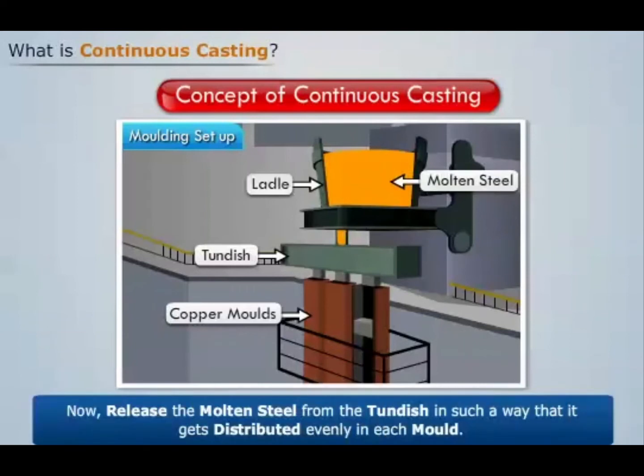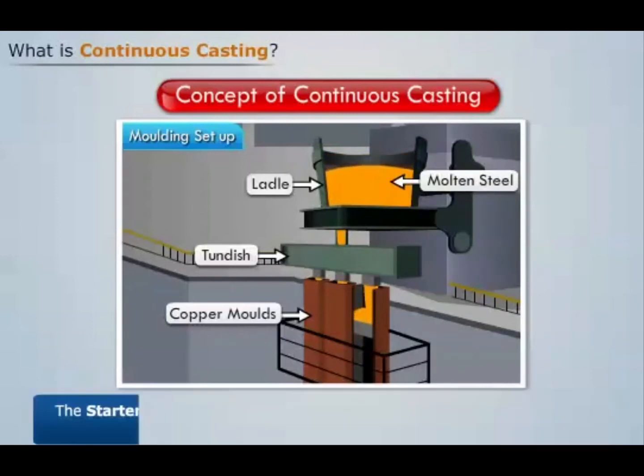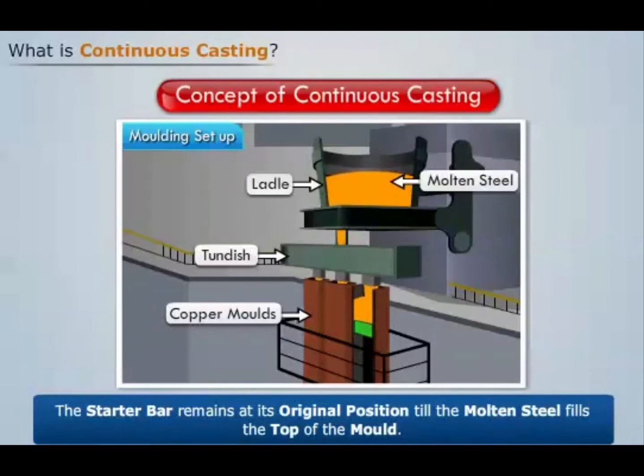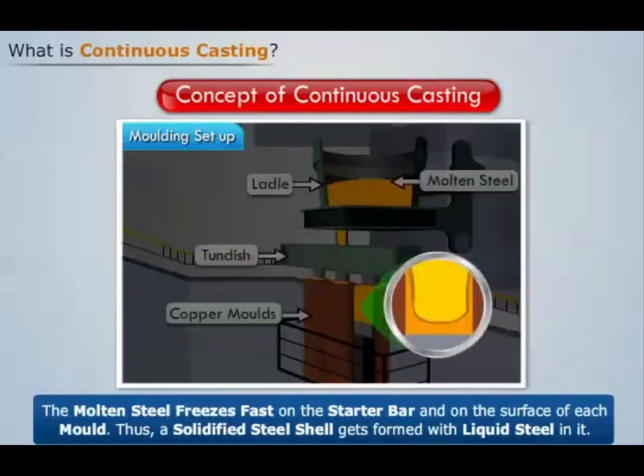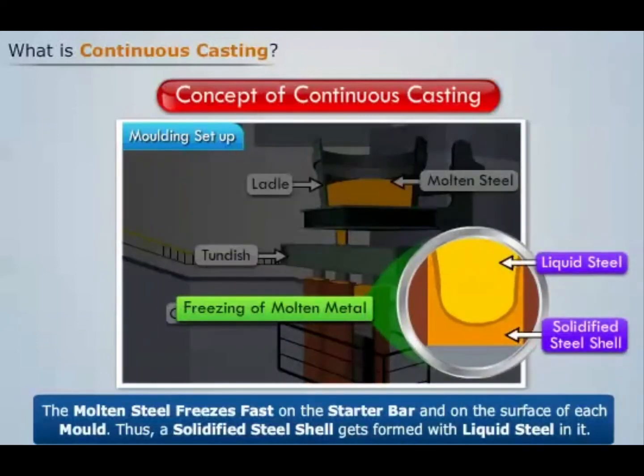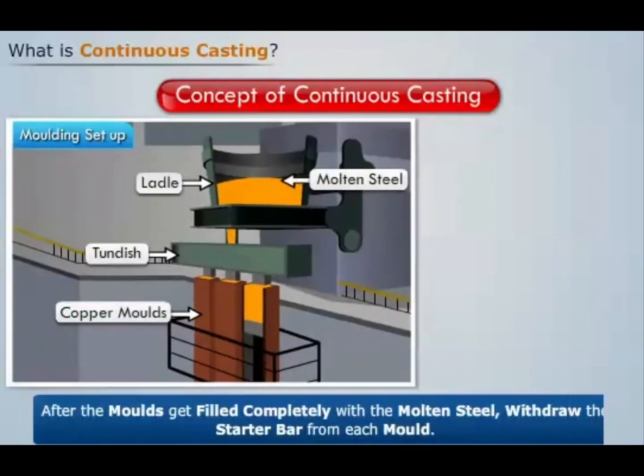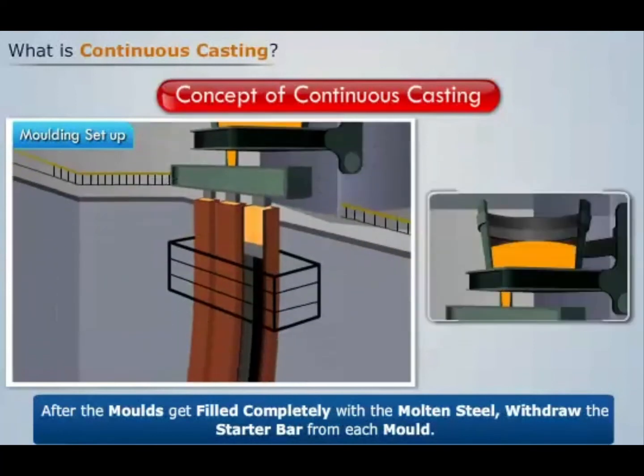Now release the molten steel from the tundish in such a way that it gets distributed evenly in each mold. We see that the starter bar remains at its original position till the molten steel fills the top of the mold. The molten steel freezes fast on the starter bar and on the surface of each mold. Thus, a solidified shell gets formed with liquid steel in it. After the molds get filled completely with the molten steel, withdraw the starter bar from each mold.